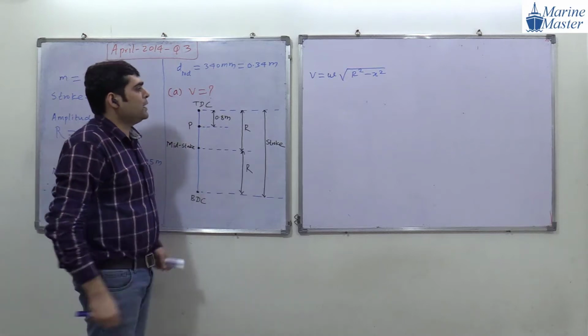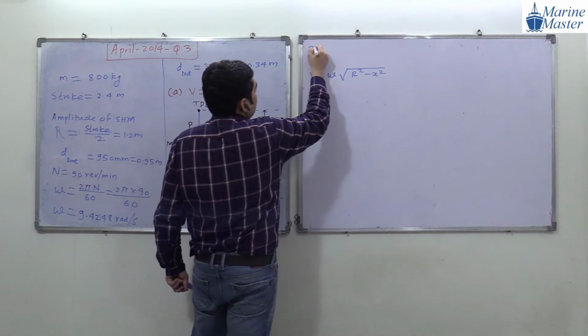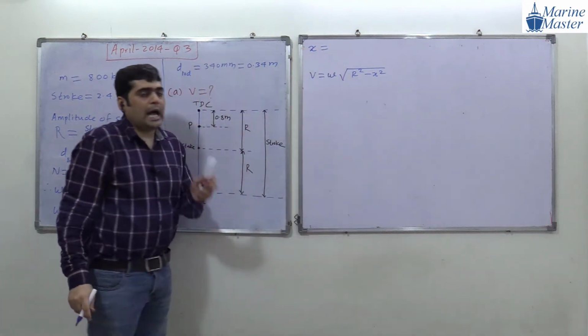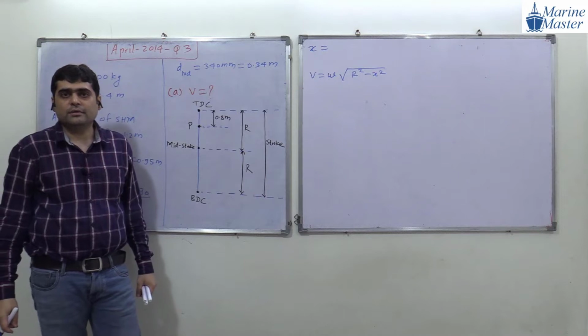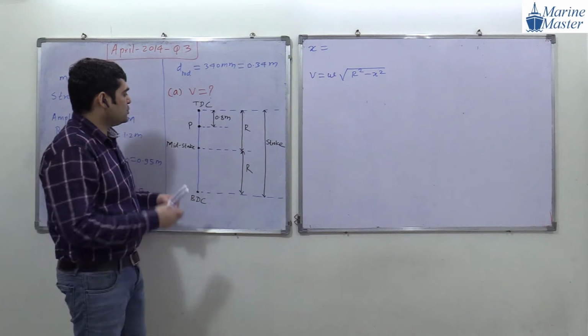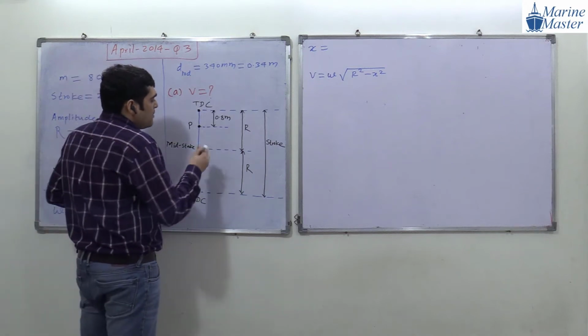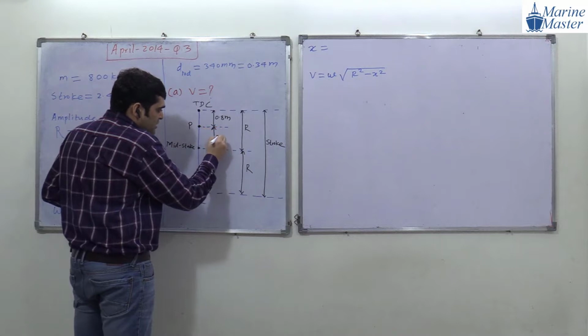Now what will be the value of X here? If we need a velocity, we need X. What will be the value of X here? R minus 0.8. So guys, X means what? Distance from a fixed point, or distance from a midpoint or mid stroke. So this distance will be X.